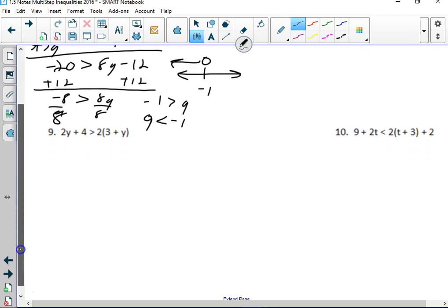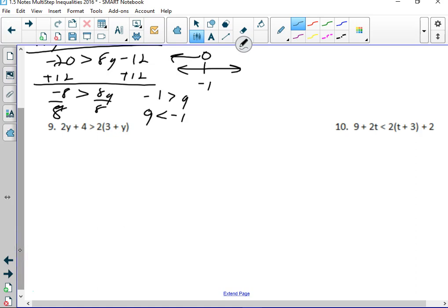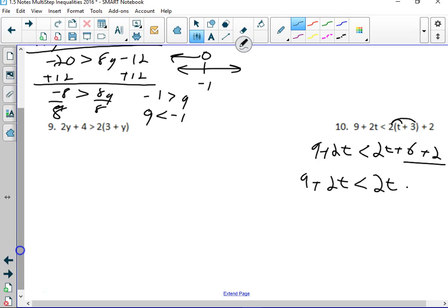And then we'll go down to number 10, a little bit more work here. On this one, be careful that the 2 only goes to the parentheses. It does not go to that extra 2. Some people get over anxious and distribute that 2 everywhere and they just don't stop. It's just those 2 numbers. So this is 9 plus 2t less than 2t plus 6, and this stays 2. I'm going to join those together and have 9 plus 2t less than 2t plus 8.